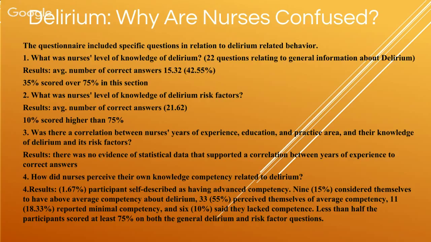Question 4: How did nurses perceive their own knowledge competency related to delirium? The results were that 1.67% described having advanced competency, a very small number. 9, or 15%, considered themselves to have above average competency about delirium. 33, about 55% of the data collection pool, perceived themselves as having average competency. 11 reported minimal competency, and about 10% said they lacked competence. Less than half of the participants scored at least 75% on both the general delirium and risk factor questions.